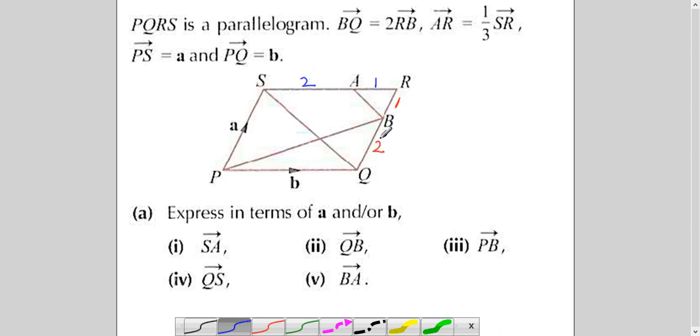Okay, so after writing it down, now you have to answer these questions in terms of A and B. All the vectors which you will express here will have A or B or maybe both in your answer. So let's see what SA is, number 1.